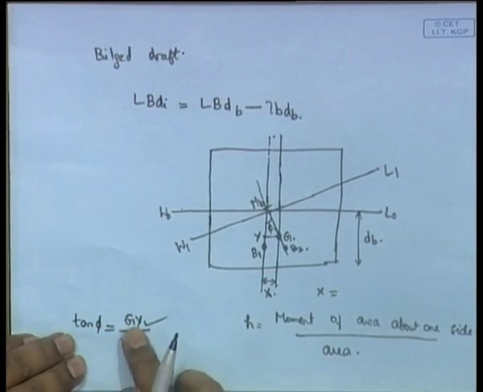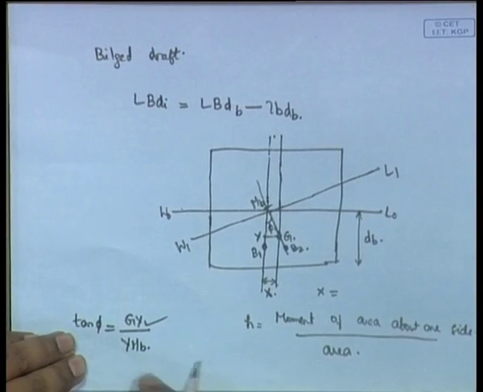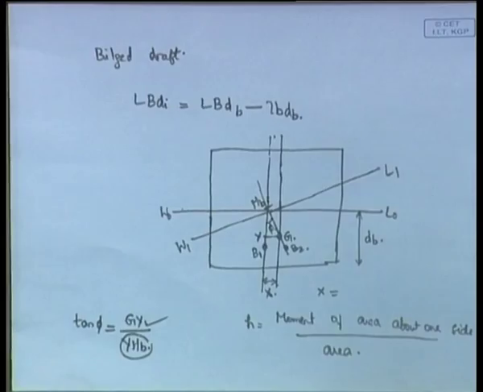Therefore, tan phi is equal to g y by y m b. We will see how to calculate y m b in the next class. We will stop here. All right. Thank you.